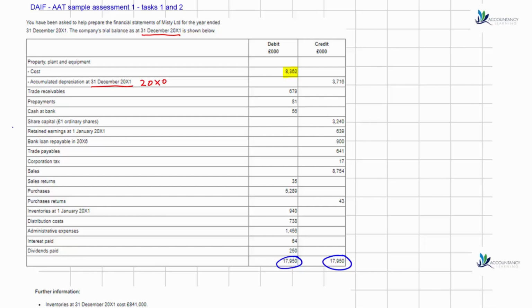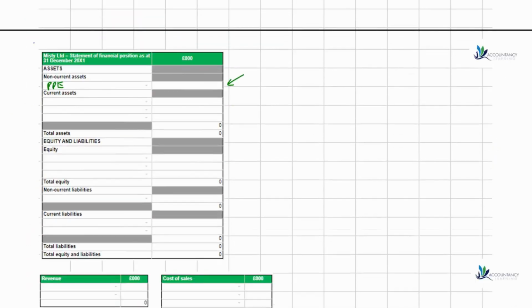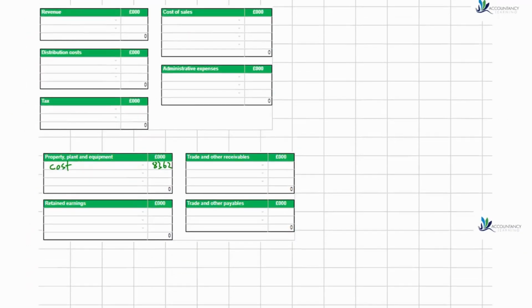So here's our accumulated depreciation of 3716, and that's going to go into the same working as we had before for property, plant and equipment. So we have our accumulated depreciation, and it's 3716. Although this is going to be a negative number, isn't it? Because we deduct the depreciation from the cost to give us our net book value.